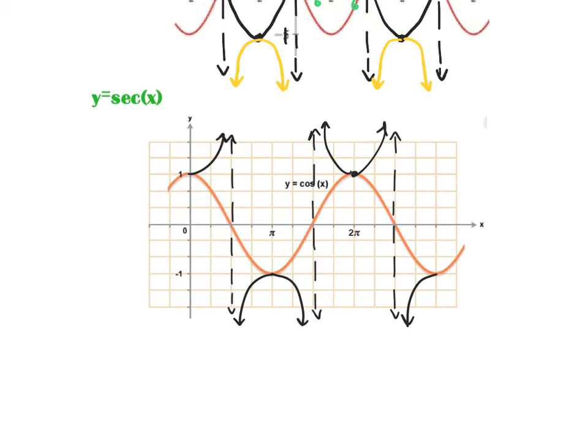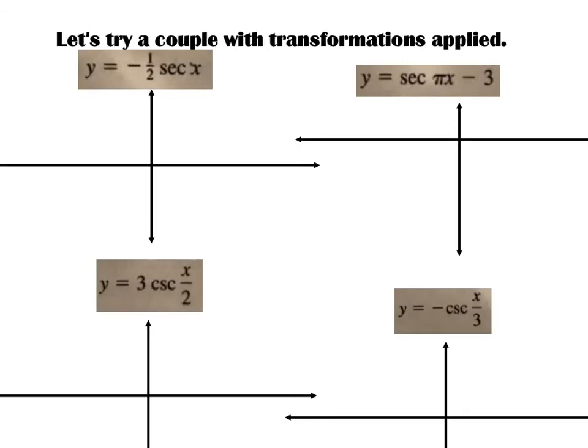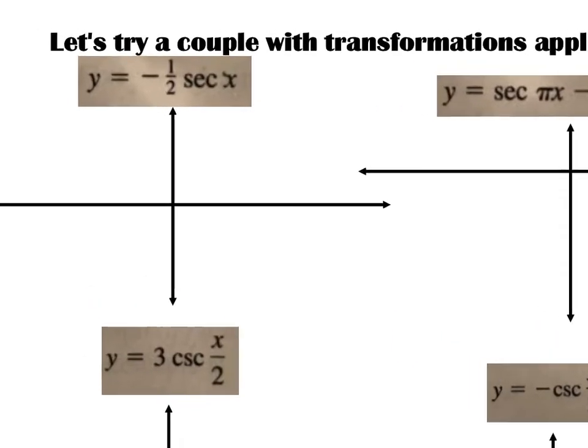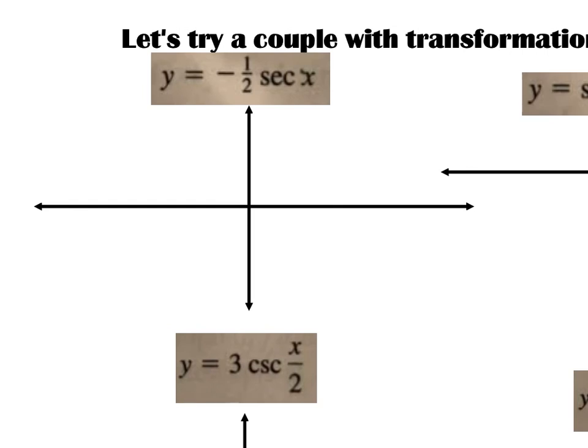Let's go ahead and do a couple of examples. All right, so I'm going to apply the transformations that are given here, and I'm going to sketch just one period. So whenever I see a secant function, I think cosine. So I'm going to graph cosine, and I'm actually going to graph negative 1/2 cosine x. So I'm going to graph negative 1/2 cosine x.